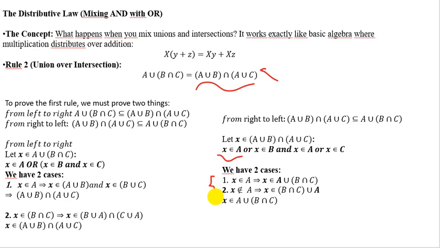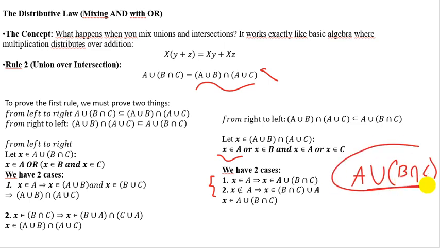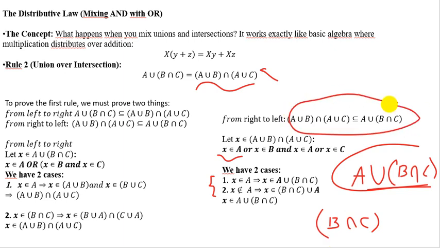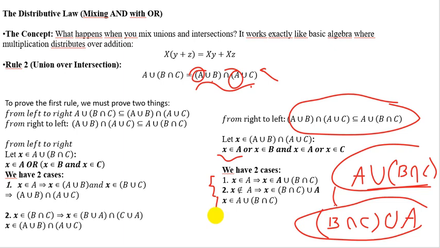If X is in A, that means it is in A union any set including B inter C. So it is here. Now if it's not in A, that means it is in B and C. That's what this condition says. So if it's not in A, that means it is in B and it is in C. And if it is in B and C, so it is in B inter C union any set, you can add anything here, so it is union A. This is the same thing. In the end we get this.